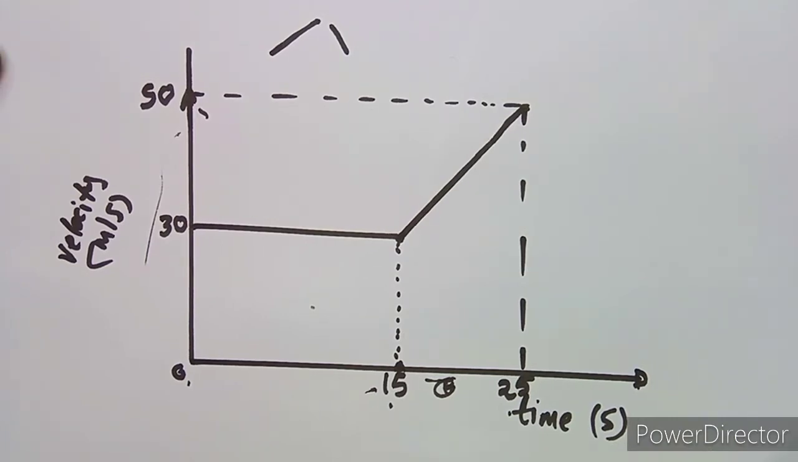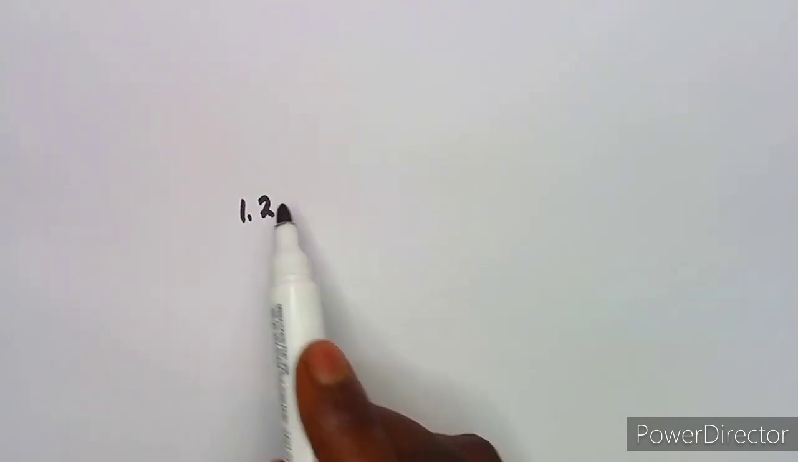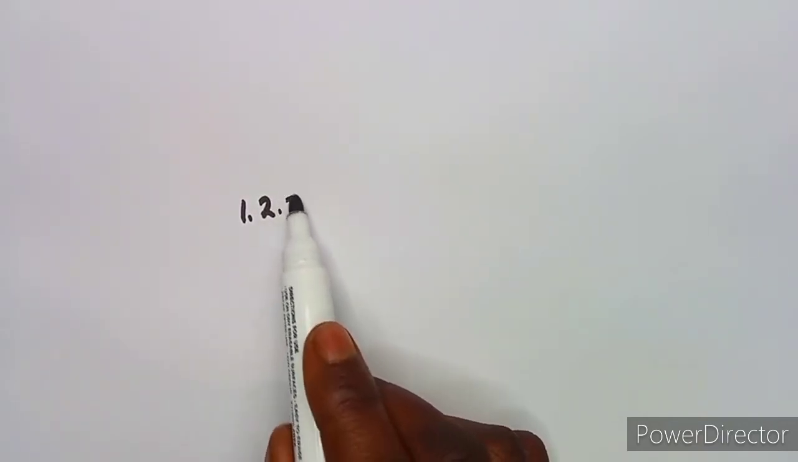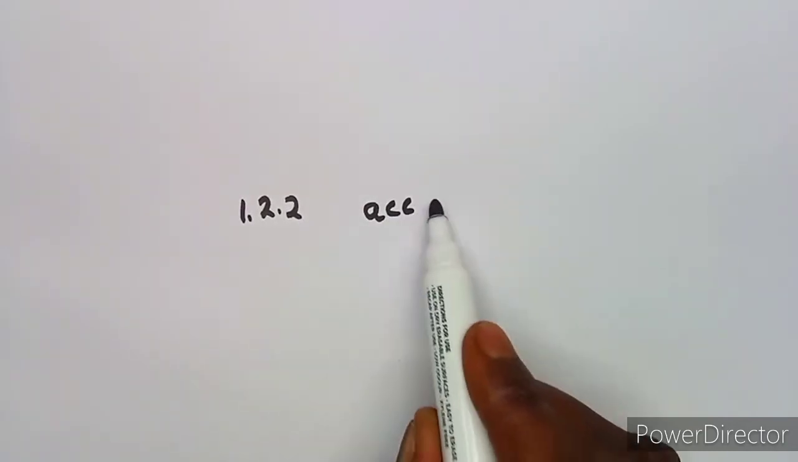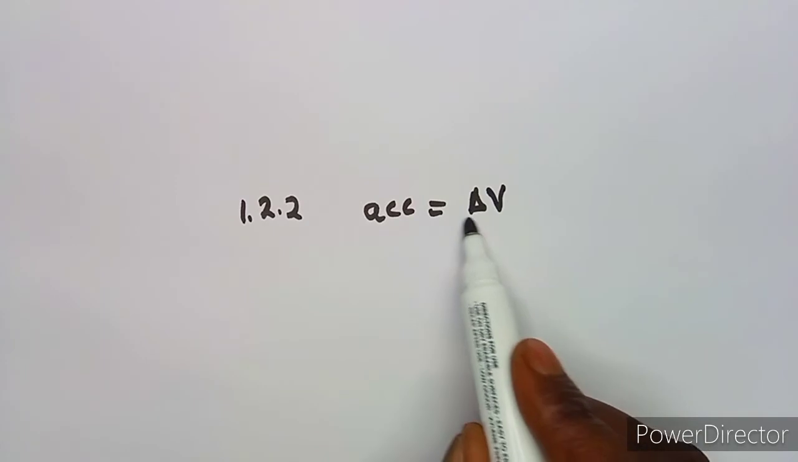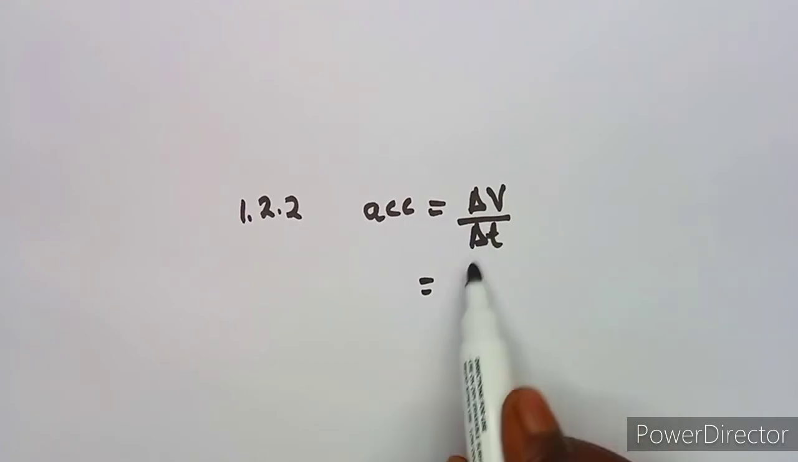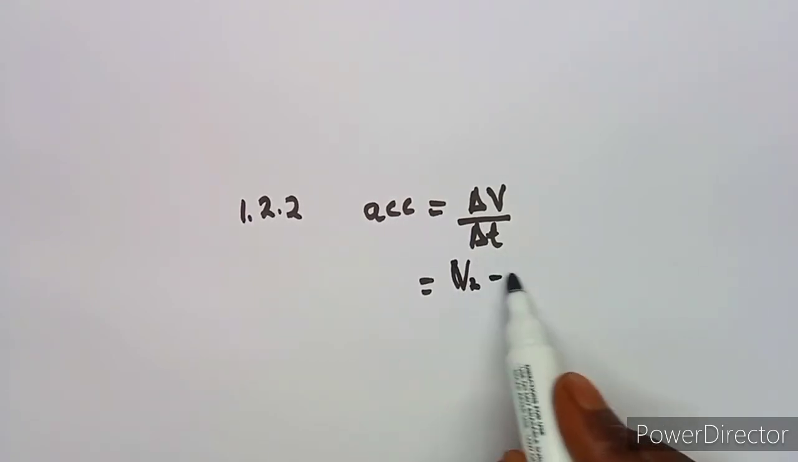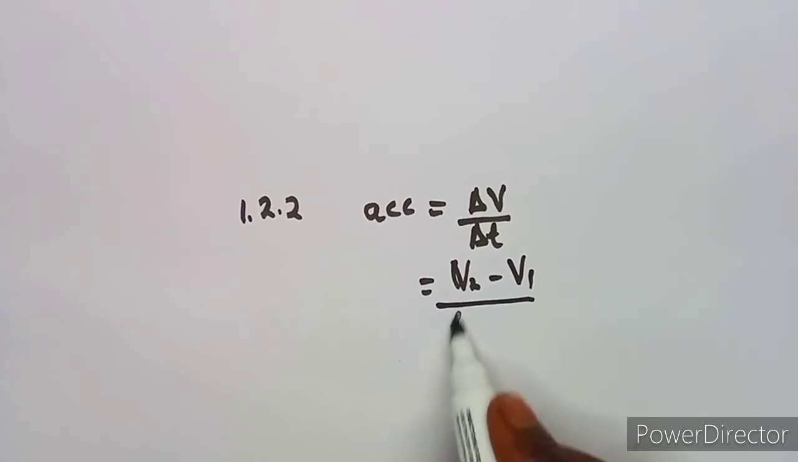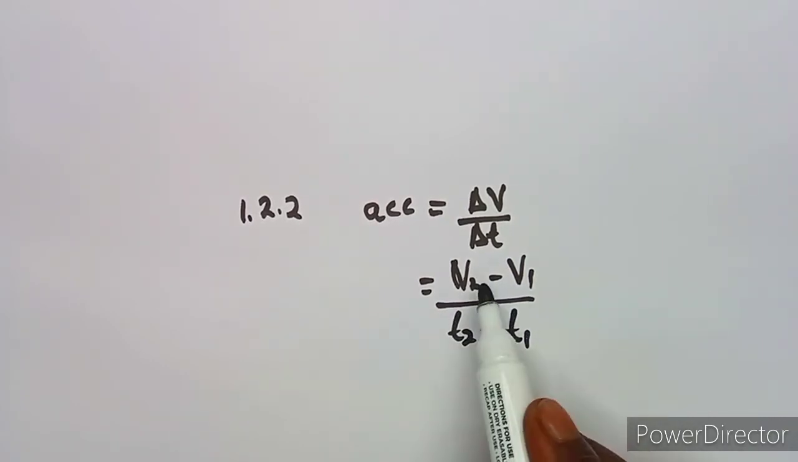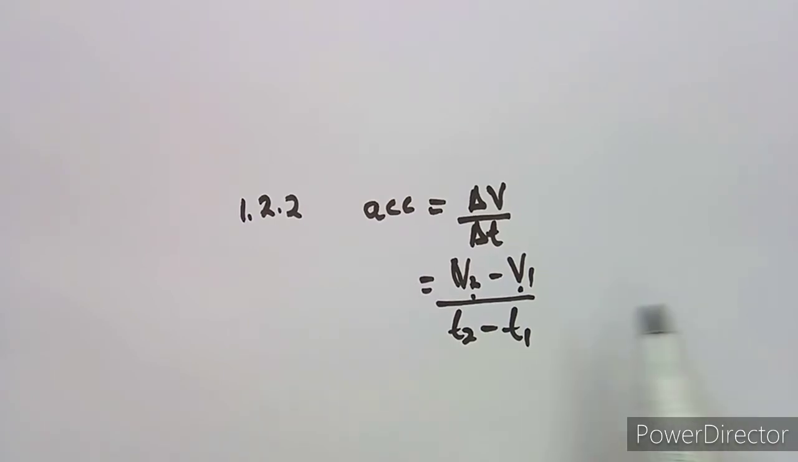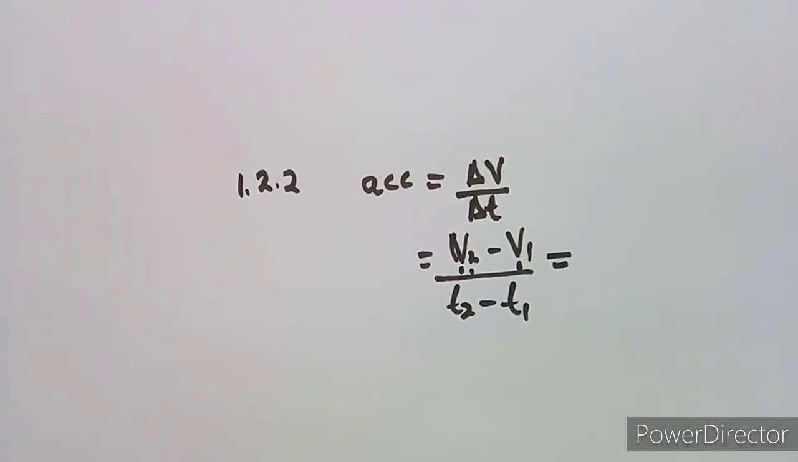All right, so how do we calculate this acceleration? Remember, guys, this formula is not new. I've been talking about this. This is 1.22. I said that acceleration is actually the change in velocity over the change in time. What does this mean? It means the final velocity minus the initial velocity over the final time minus the initial time. So it's just v2 minus v1 over t2 minus t1, where it ended minus where it started. That is what it means: final, initial, and final, initial.